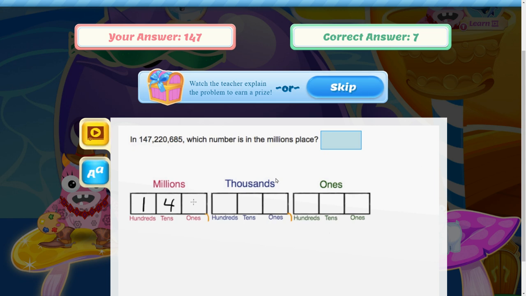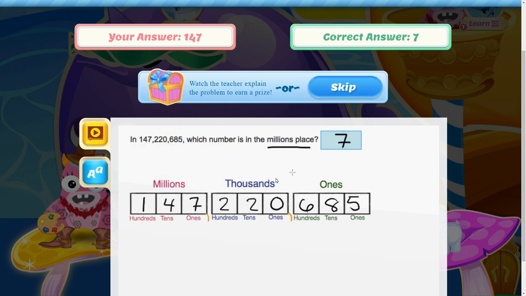So our number is 147,220,685. And we want to know what number is in the millions place. So if we look at our place value chart, we can see that the 7 is in the 1 millions place. So the 7 is in the millions place.